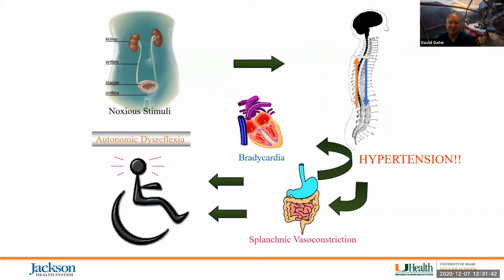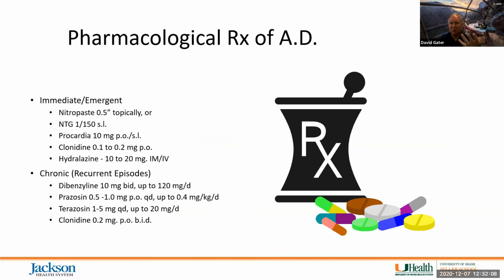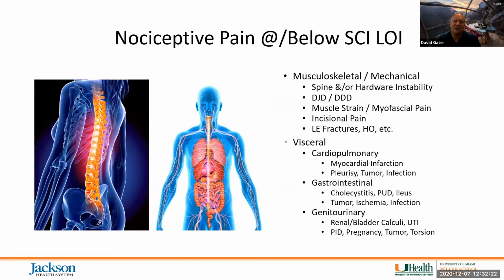Any noxious stimulus below the level of the injury can contribute to autonomic dysreflexia and spasticity in those folks at risk. In the acute management of autonomic dysreflexia, we're just trying to keep the person from having a vascular bad outcome, so myocardial infarction or a stroke or something like that. And so we will manage this, but we have to ultimately determine what is the underlying cause of the autonomic dysreflexia, and we have to manage that pain. Yes, it's a noxious stimulus below the level of the injury.